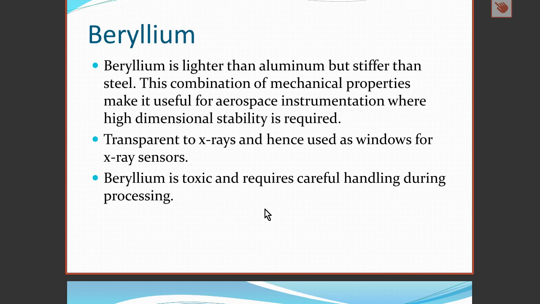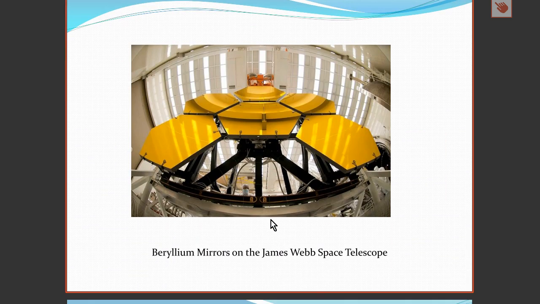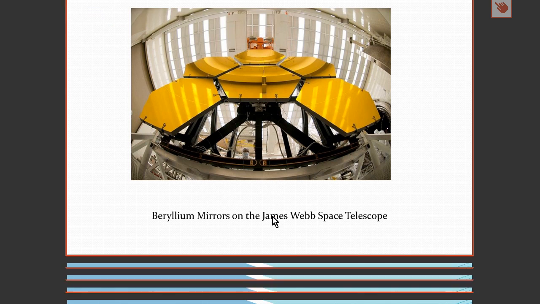Beryllium is lighter than aluminum but stiffer than steel, and this combination makes it useful for aerospace instrumentation. Beryllium is transparent to X-rays and is also used as windows for X-ray sensors. However, beryllium is expensive and toxic, so it requires special handling during processing. Here we see beryllium mirrors being prepared for the James Webb Space Telescope.